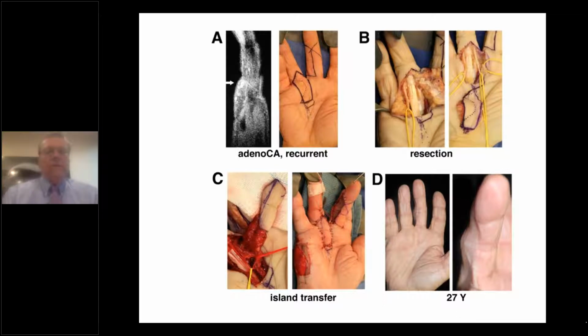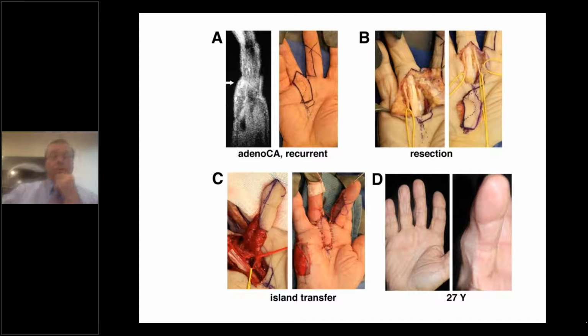It's a recurrent adenocarcinoma at the base of the ring finger, and this is about the third recurrence was sent. And here we've just created a local island flap from the ulnar side of the adjacent long finger, and the refinement here is just replacing like with like.